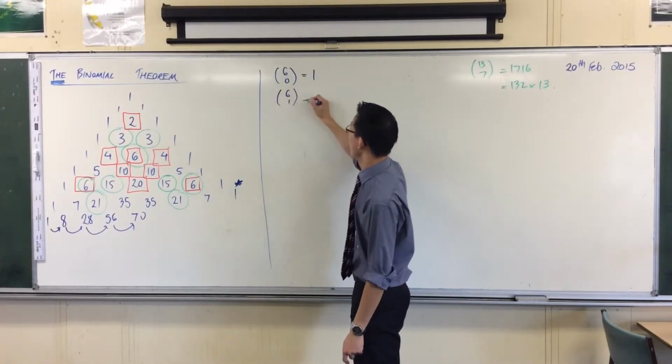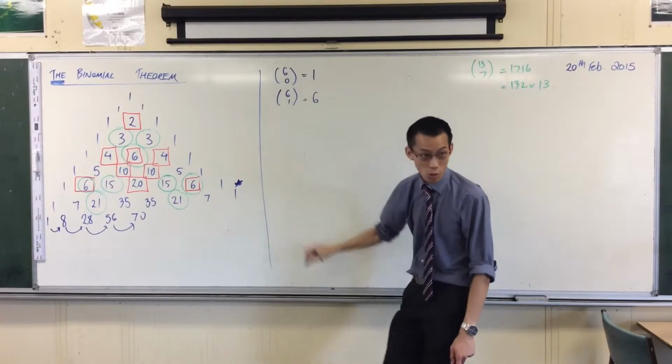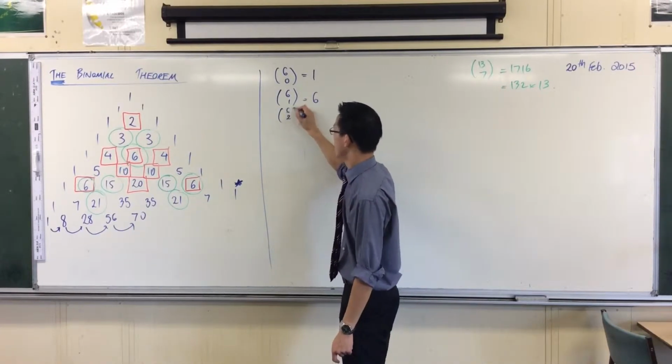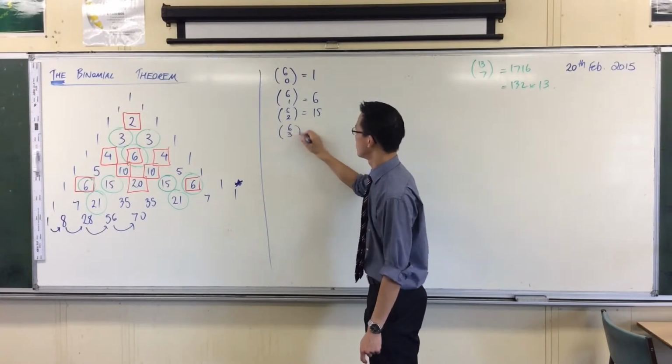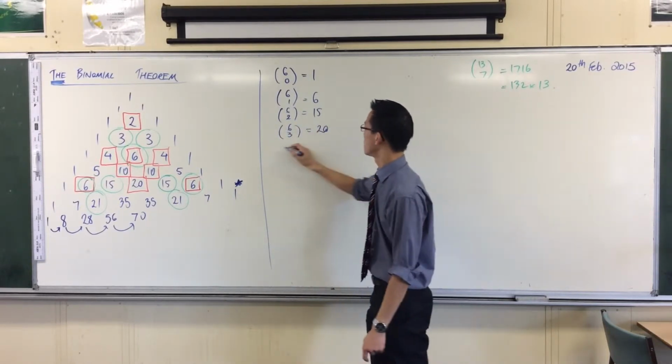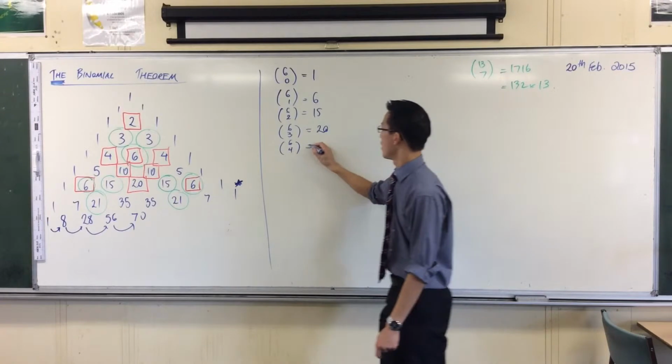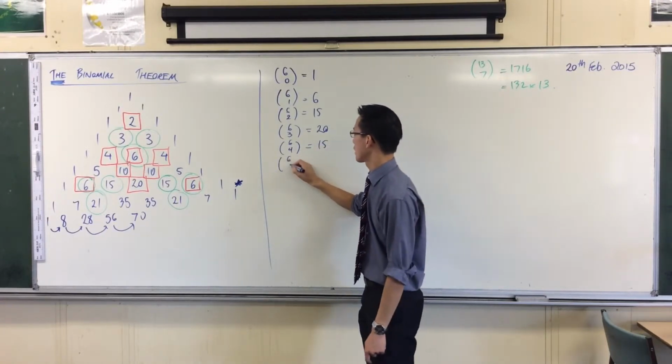Let's just quickly do that. The next one's going to be 6. I'm going to go all the way down. 15. 20. Back to 15, and you're getting the picture.